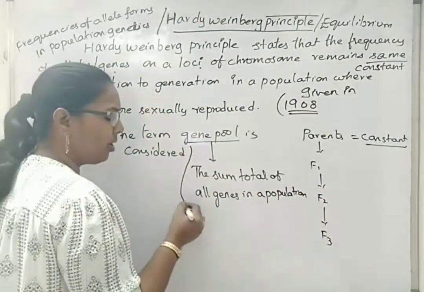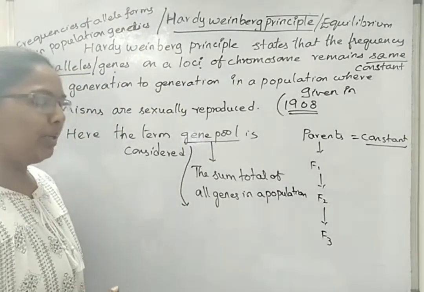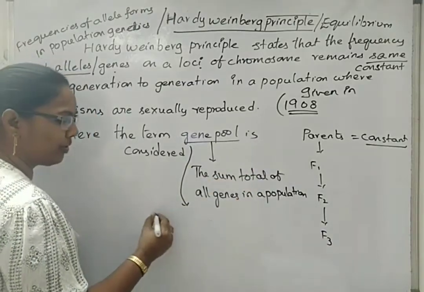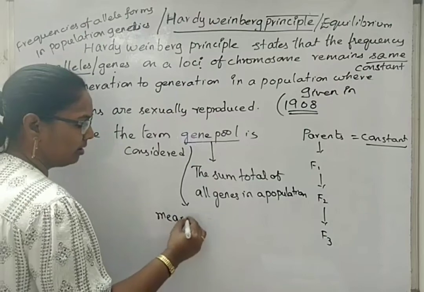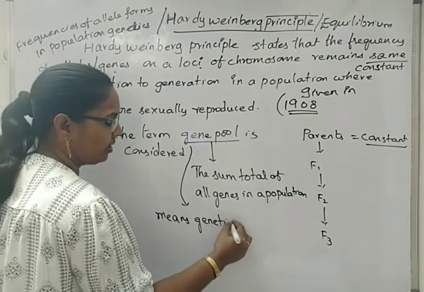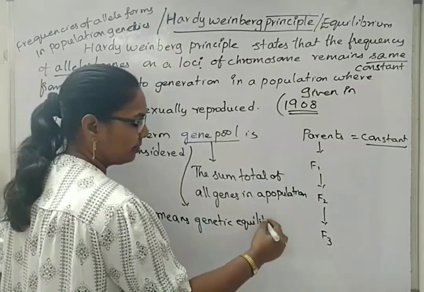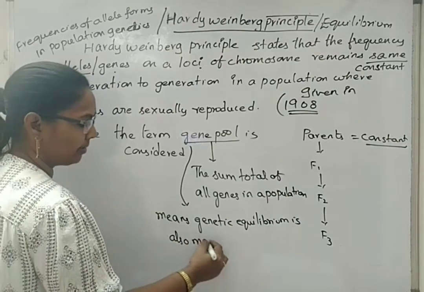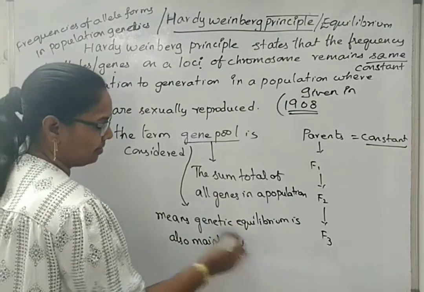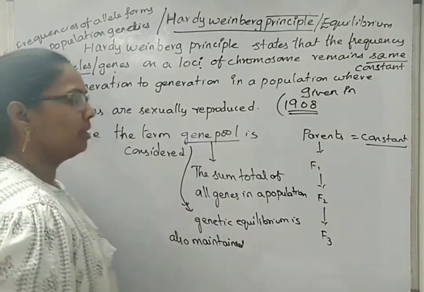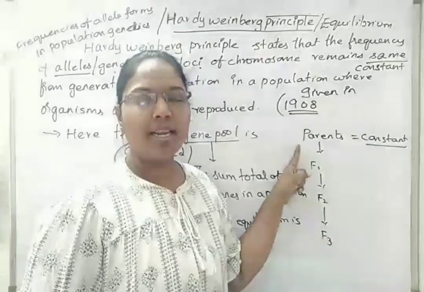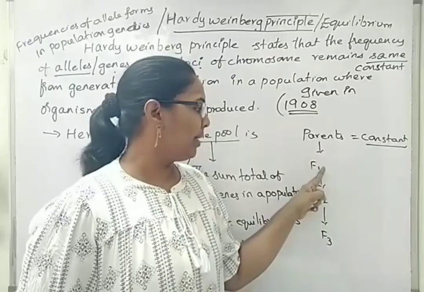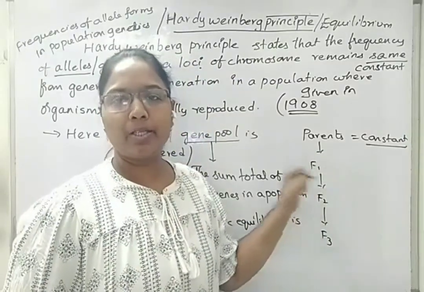Here we also learn about genetic equilibrium that is maintained at a constant level in all the generations. So we will write here, genetic equilibrium is also maintained. It means that if the parents are having some particular number of genes or alleles, the same number will be passed to the F1 generation.